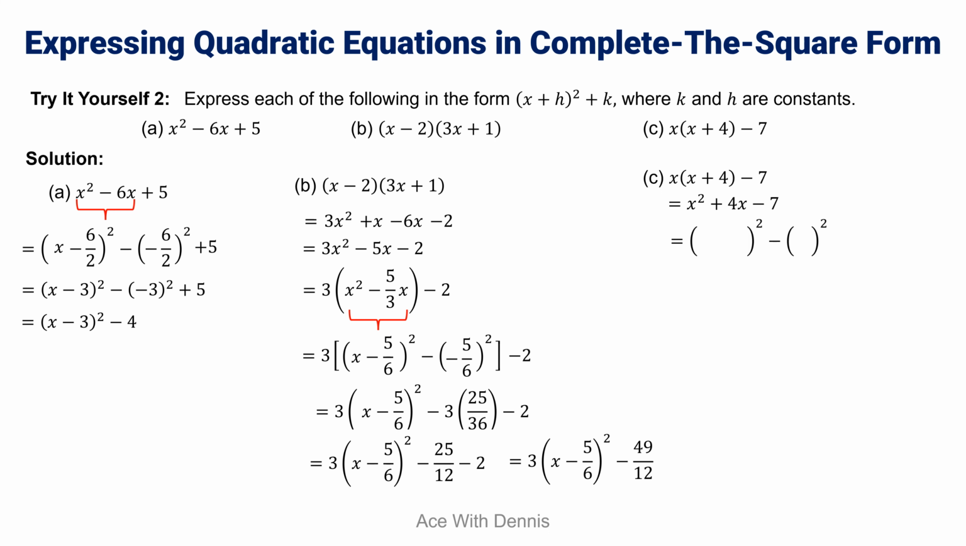So we can just go ahead and apply the formula, the two brackets here, and then minus 7. So the first bracket, I will fill up with x, then plus 4 over 2. Second bracket will be just 4 over 2. So simplifying, we'll get x plus 2 square minus 2 square minus 7. Group the like terms together, we'll have x plus 2 square minus 11. So this will be the answer for C.